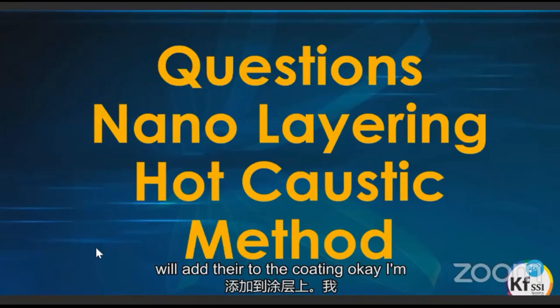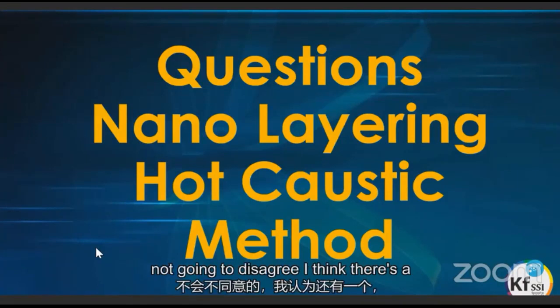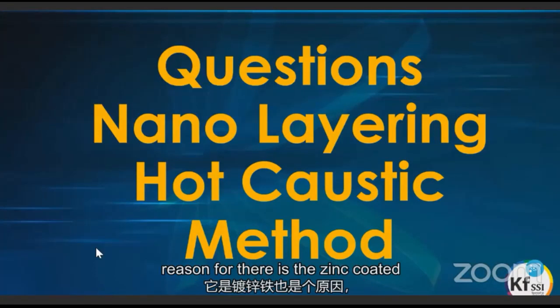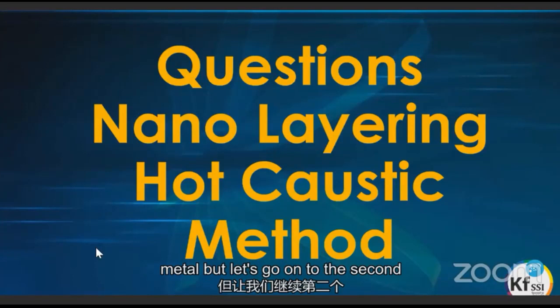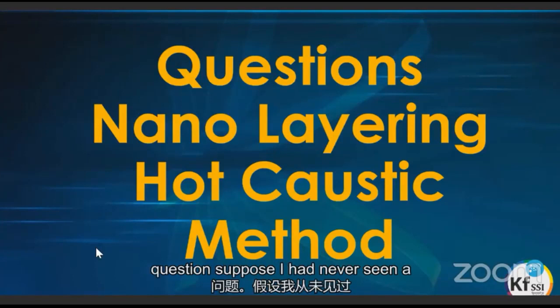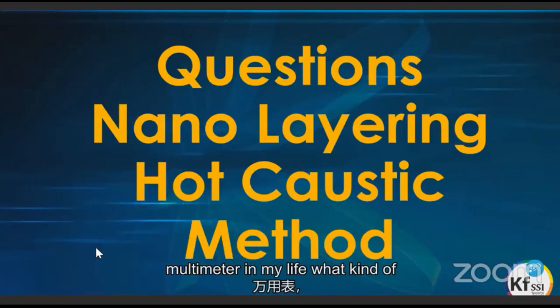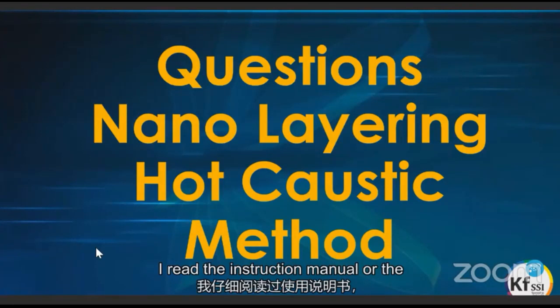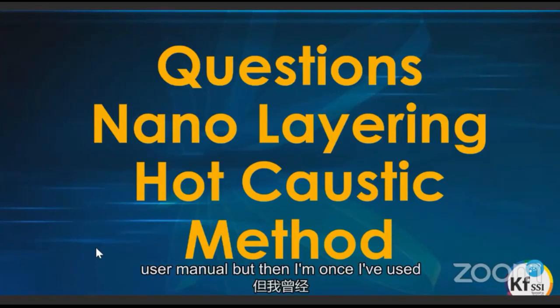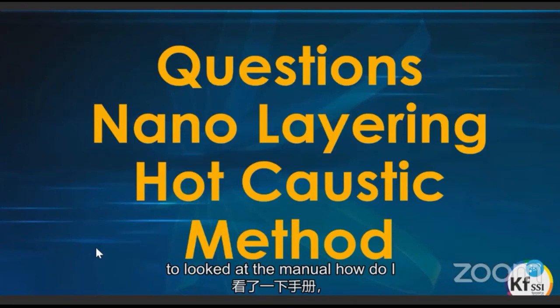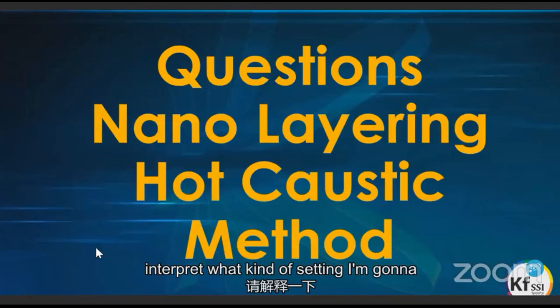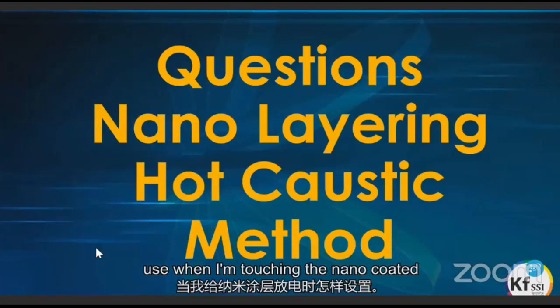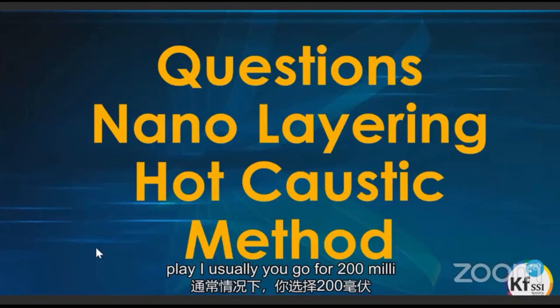Okay. I'm not going to disagree. I think there's a reason for the zinc-coated metal, but let's go on to the second question. Suppose I have never seen a multimeter in my life. What kind of settings, what am I really supposed to know about that multimeter? Read the instruction manual or the user manual. But then once I've looked at the manual, how do I interpret what kind of setting I'm going to use when I'm touching the nano-coated plate?